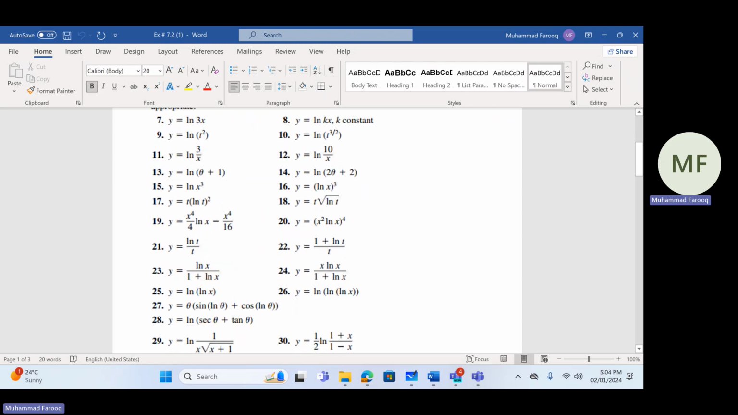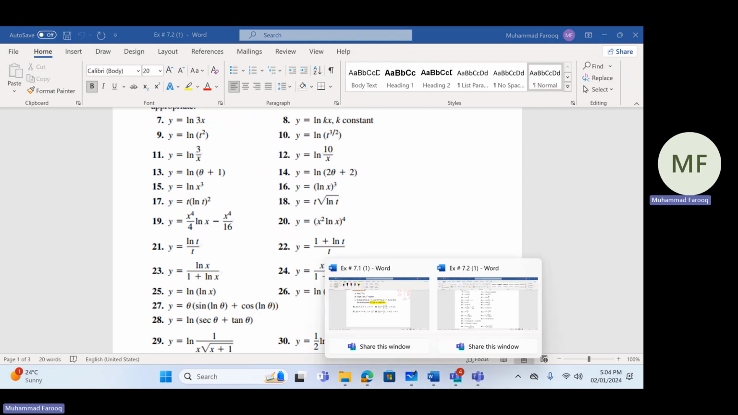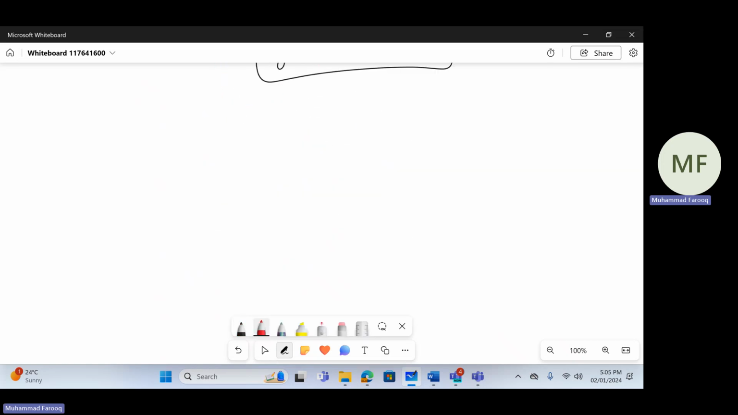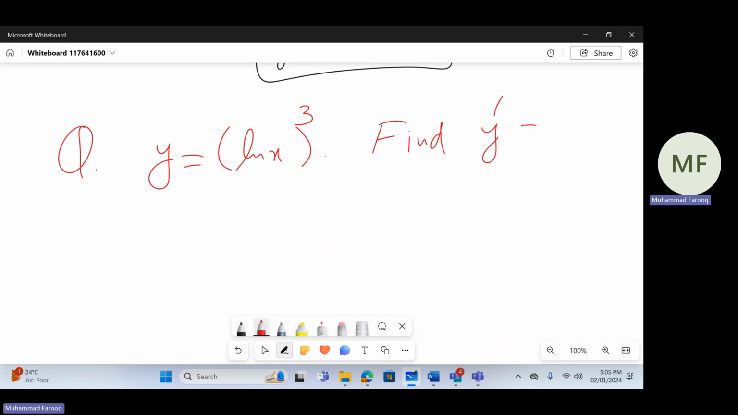So, for example, I take the 16th question. I'm sorry, maybe the question number does not match your current edition because it's copied from the 14th edition. Anyway, the number is not important, the concept is important. The question is: y is equal to ln(x) power 3, find y prime.